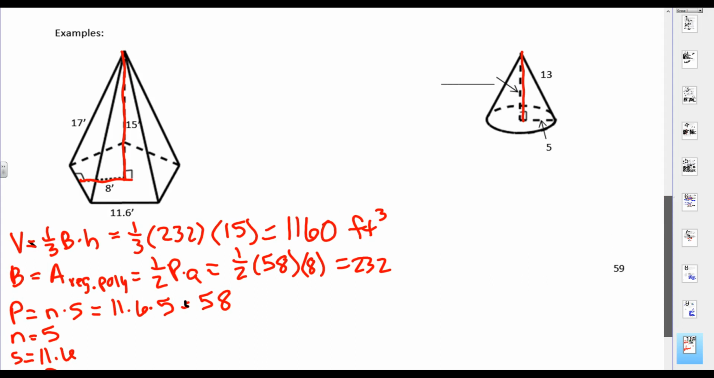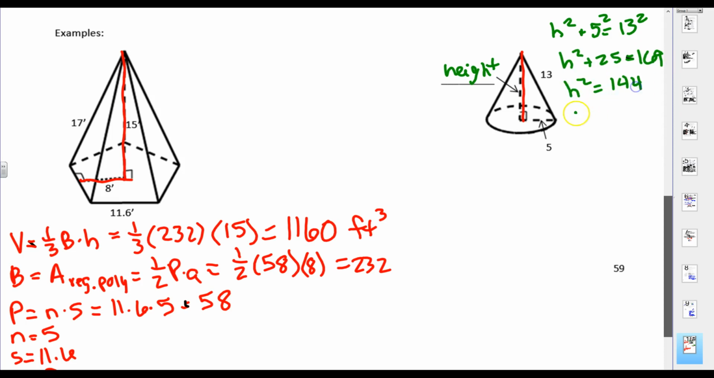Well, first things first, I'm missing this height, right? So I know with Pythagorean theorem that h squared plus that 5 squared must equal 13 squared. Should be a square there. So I get h squared plus 25 equals 169. So my height squared equals 144. So the height itself must be 12. So we're going to need that in our problem.